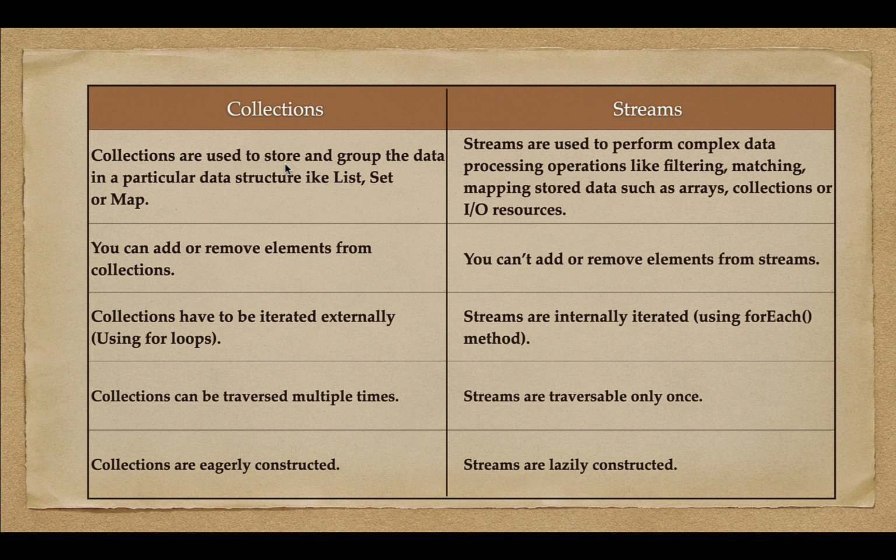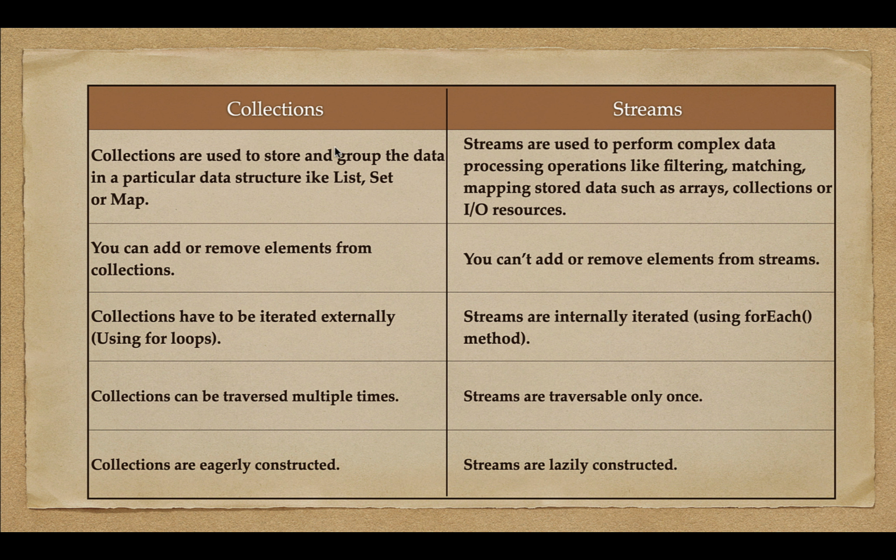Collections are used to store and group the data elements in a particular data structure like list, set or map. As we know, we use a collection to store and group the data elements, right? On the other hand, streams are used to perform complex data processing operations like filtering, matching, mapping on data such as arrays, collections or input-output resources. We create a stream from different sources like arrays, collections or input-output sources.